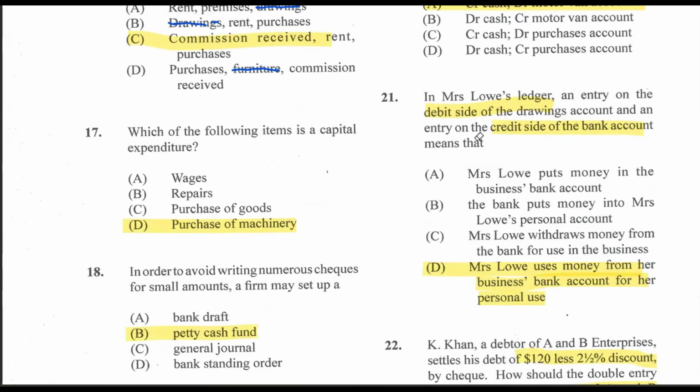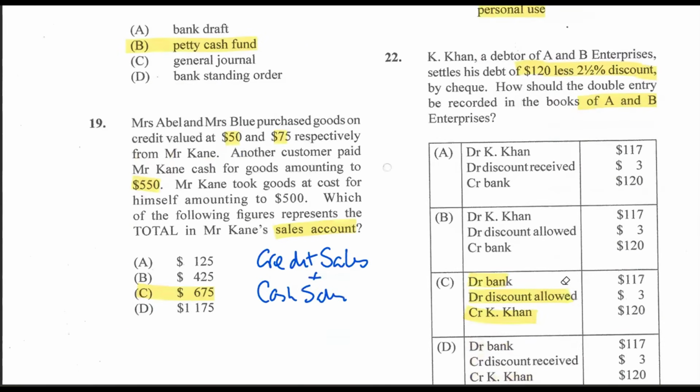Alright guys, let's talk through this. Let's figure this thing out. Debit side of drawings, credit side of the bank account. It means that she's taking money out of the business bank account. And if it's going to drawings, it means she's taking this money out of the business bank account for personal use. Answer there should be D. She uses money from her business's bank account for personal use. Great job.